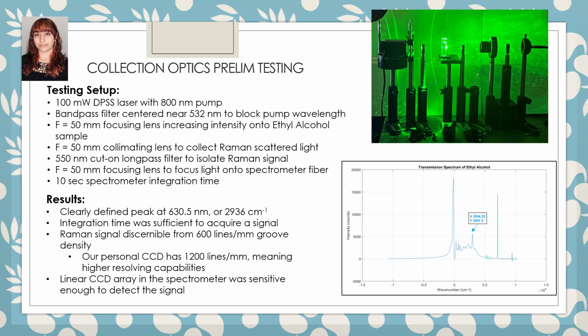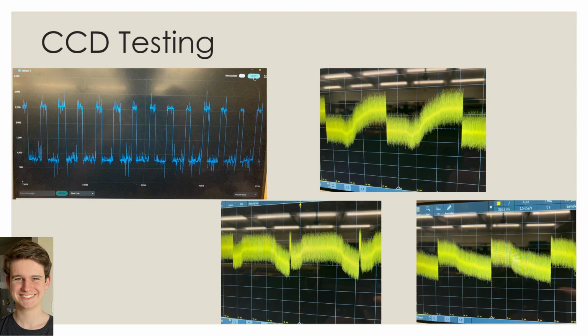Ethyl alcohol is known to have an intense Raman peak near 2900 wave numbers, which we could clearly observe in our results. This assured us that a 10-second integration time should be sufficient to discern a clear Raman signal. Additionally, since the spectrometer we used contains a CCD similar to the one in our design, this test also validated the sensitivity and resolution of our chosen detector.